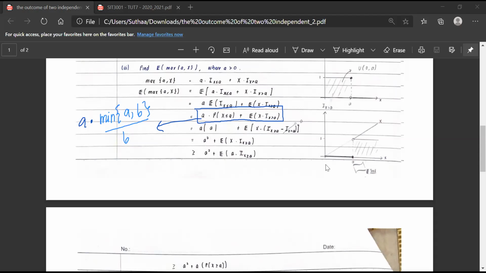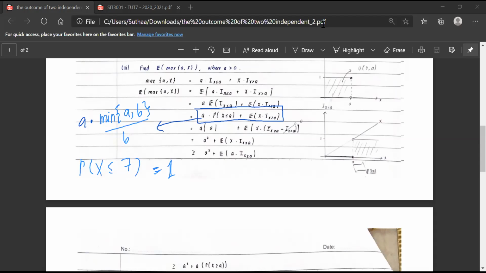So this minimum of a and 6 means if your A is larger than 6, then automatically you will get, for example, something like this. This is definitely 1, right? Because your X is definitely less than or equal to 6, right? So anything larger than that is definitely still equal to 1, isn't it?